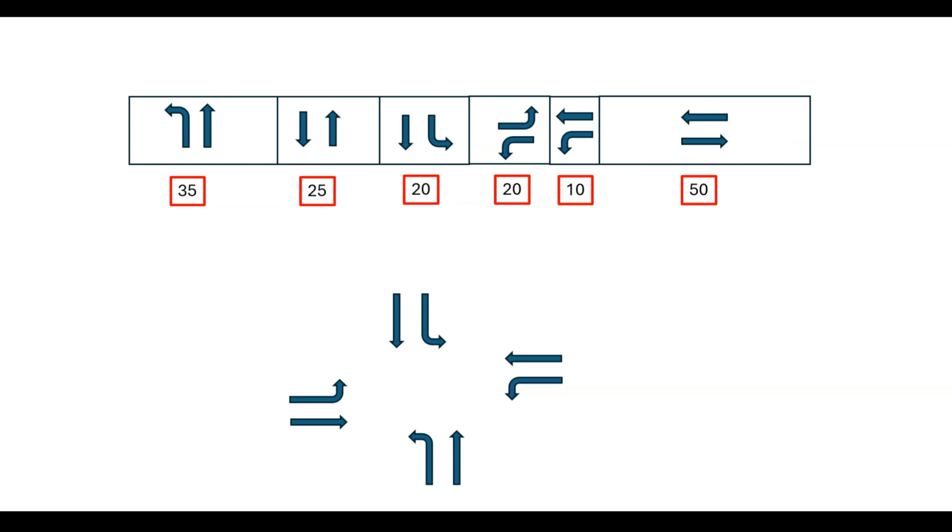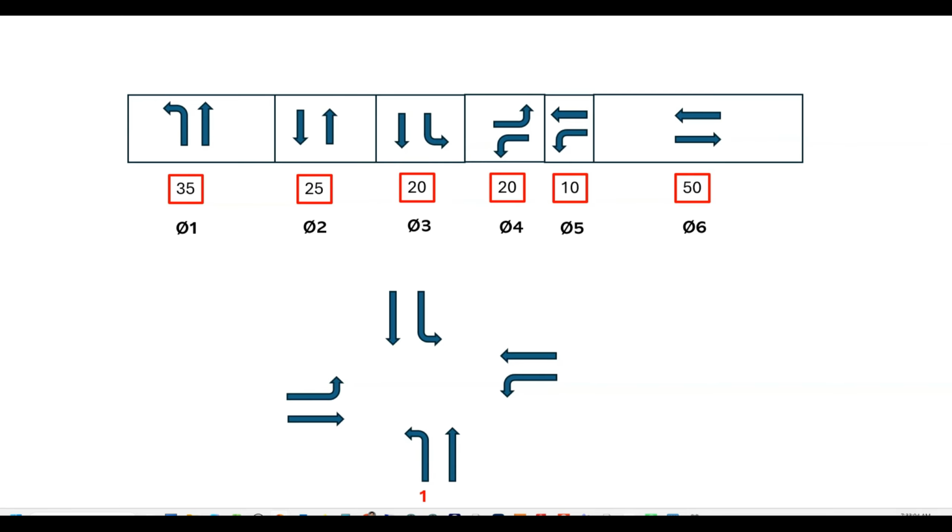In this approach, we use 6 NEMA phases to represent the 6 stages. To assign a phase number to a movement, simply identify the phase in which the movement appears and assign that phase number to the movement. For example, the northbound left turn appears only in phase 1, so it is assigned phase 1.